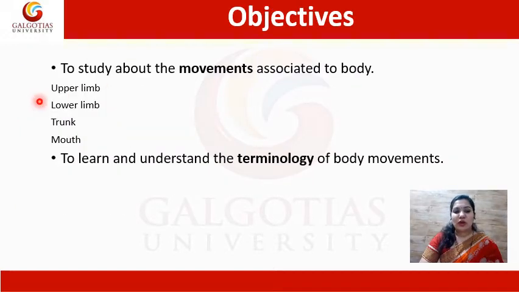Let's have a look at the objective of today's class. The objective of today's class is to study the movements associated with the body. We will discuss upper limb, lower limb, trunk and mouth movements. We aim to learn and understand the terminology of our body movement. So, let us begin with the movements of the upper limb, lower limb, trunk and mouth.